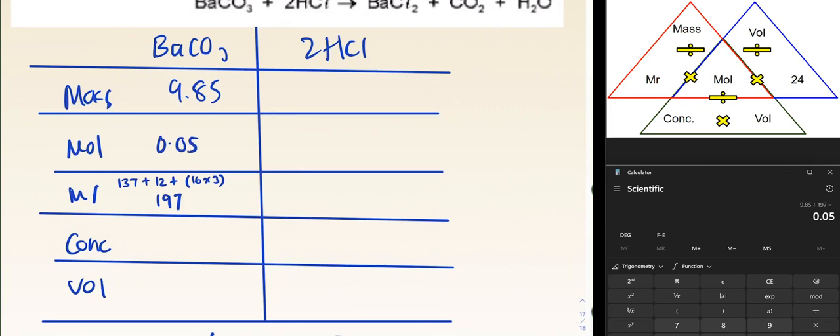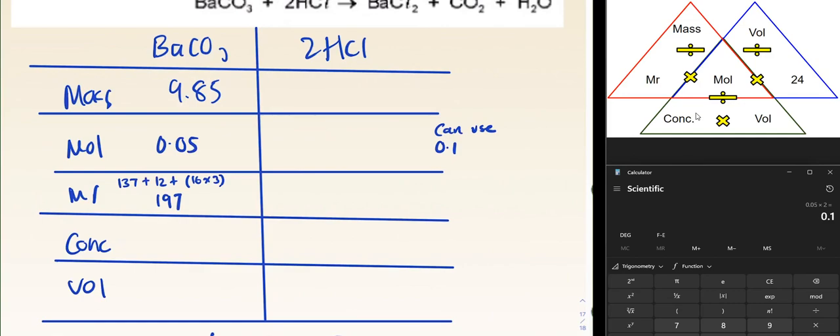We know that hydrochloric acid is in excess. So how much hydrochloric acid can we actually use? Well, we use twice the amount of the barium carbonate because it's a 1:2 ratio. So while we've got it on our calculator, let's just times it by 2, and we see that actually we can use 0.1 moles of hydrochloric acid.